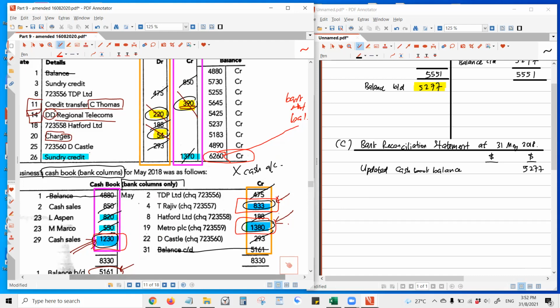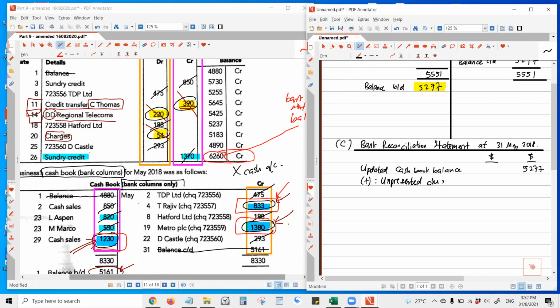We do opposite entries. So here is credit, so we now debit. Debit means we plus. We plus unpresented checks. So you write plus unpresented checks, making it like a subheading. Then you write T Rajiv. Next line you write Metro PLC. Then you copy the number. Then you total up these two numbers and put it on the right.